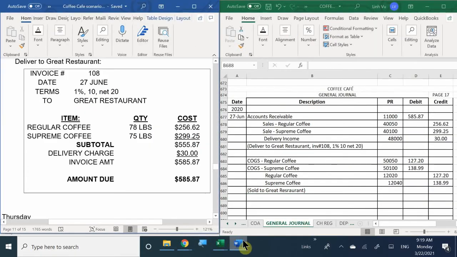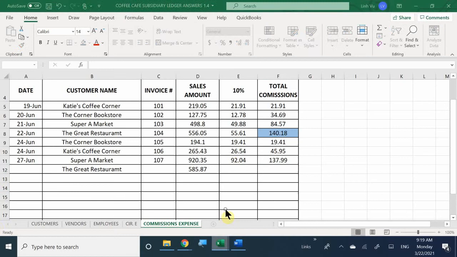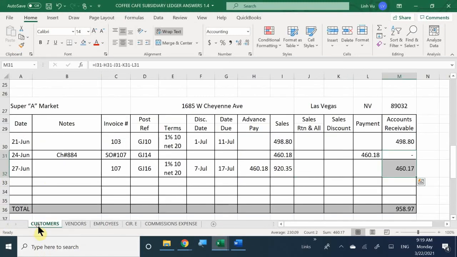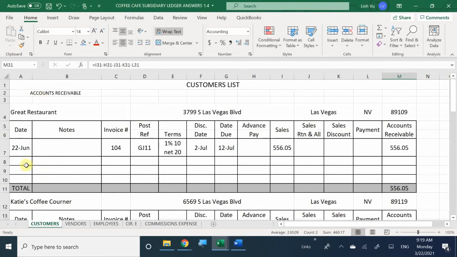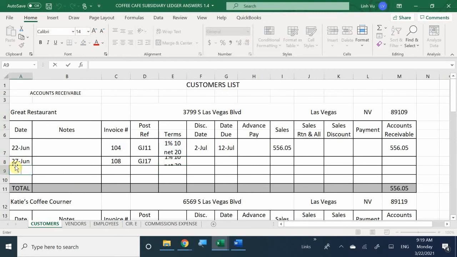So what's next? Subsidiary. Okay. We're dealing with our customer, the Great Restaurant. So here is the 27. We delivered invoice number 108. General Journal 17. Okay. His terms, 1%, 10, net 20.